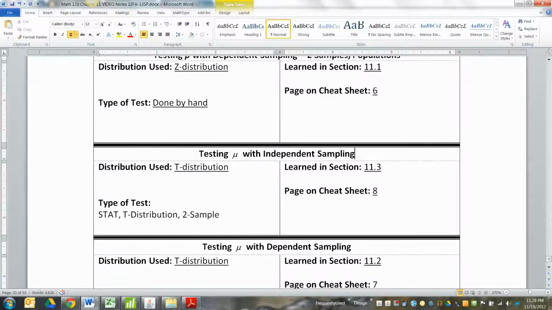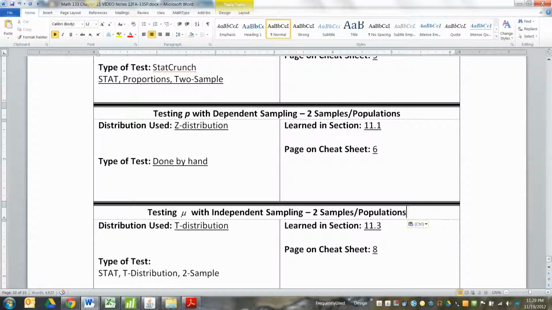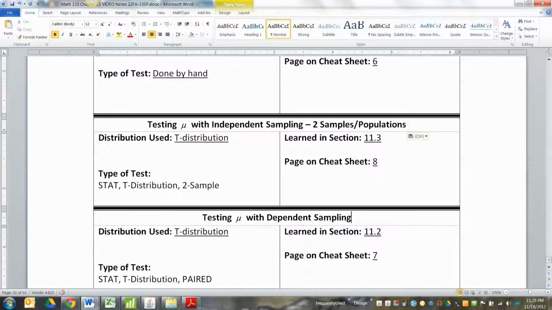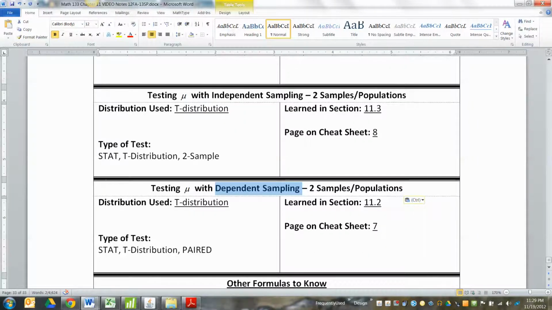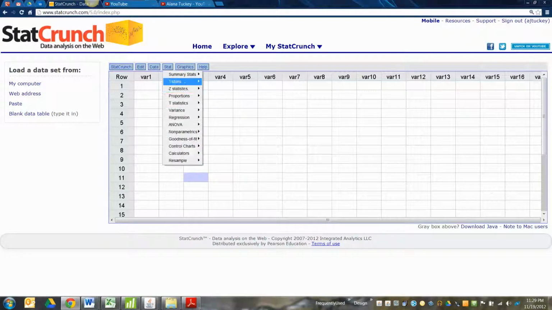All right, then we also tested independent sampling when we had 2 samples or populations, and we had dependent sampling when we had 2 samples or populations. So let's look at this one first, even though it's lower in the list. So there's this one we learned in 11.2. That was when it was dependent sampling, paired data. It's on page 7 of your cheat sheet. You use the T distribution when you're working with means. So you go to Stat, go to T statistics.